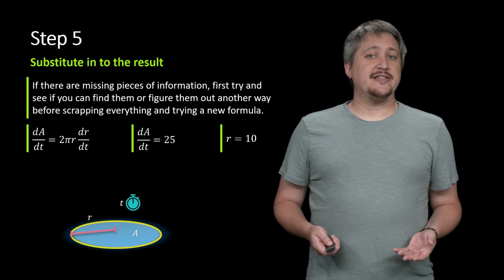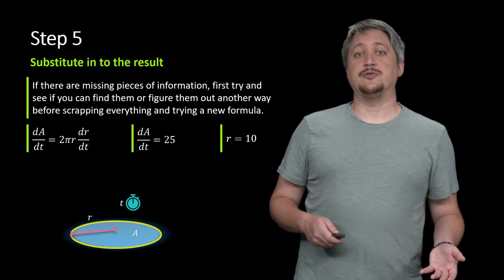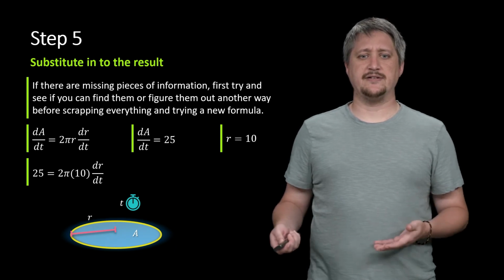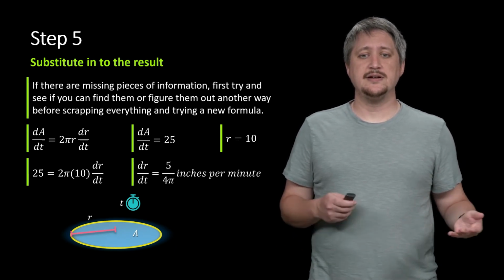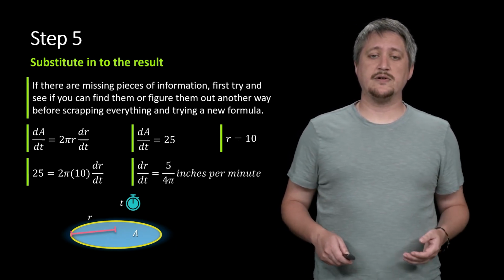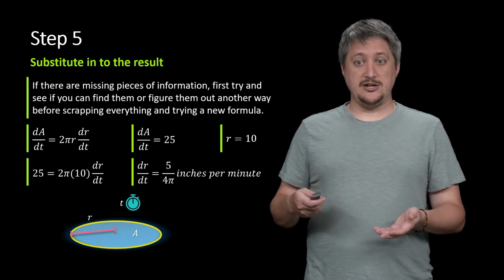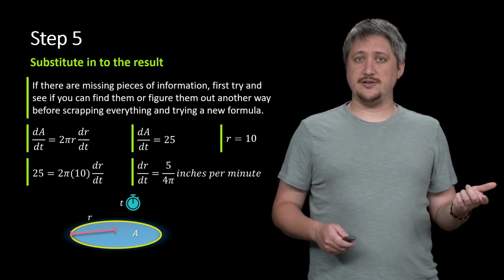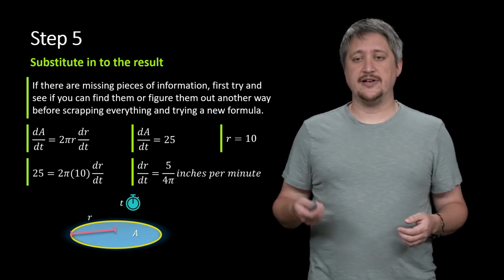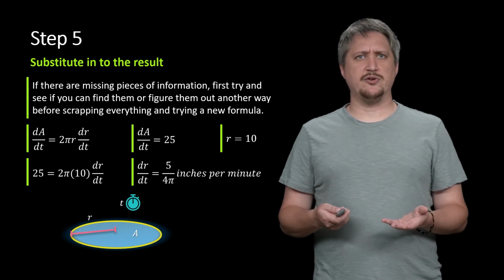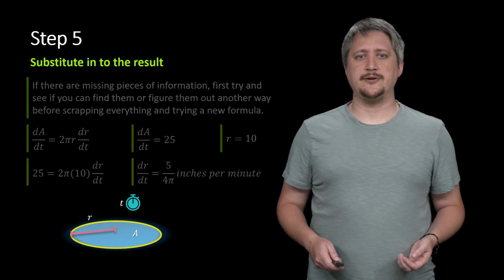I know my radius at the time I care about is 10, so I can plug in r equals 10. And if I plug that stuff in, and then solve for my dr/dt by moving the other bits over, I'm going to get dr/dt is 5 over 4 pi inches per minute. Because my area was in square inches, my unit is inches, and my time was in minutes. Okay, so this would be how I'd solve for the dr/dt.